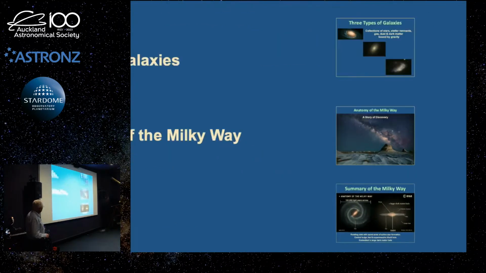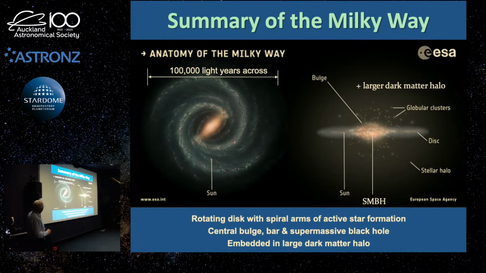So let's sum up from here. What you've got here is your nice central bulge. You're looking straight down and side on here. So here's your central bulge. You've got your bar here. You've got these spiral arms of new star formation with big massive stars lighting up, fluorescing all the hydrogen around it here.